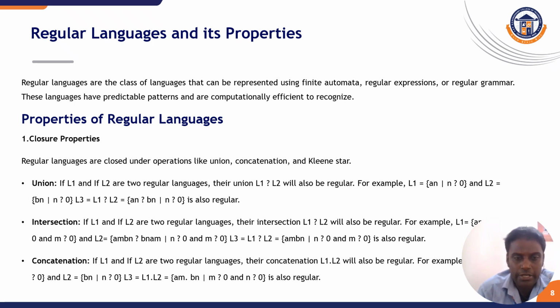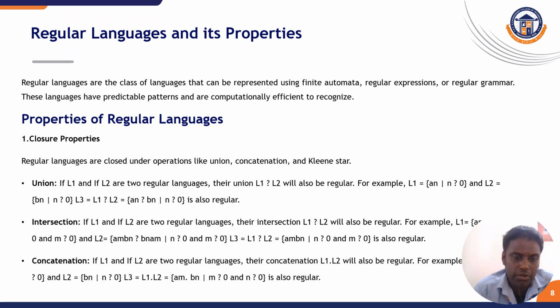Regular languages and their properties. It is the same as the properties of regular expressions, so we can also call them closure properties. Here we are going to discuss union. Earlier we saw that if R1 and R2 are regular expressions, then R1 + R2 will be a regular expression. Here, if L1 and L2 are regular languages, then the union of L1 and L2 will also be a regular language.